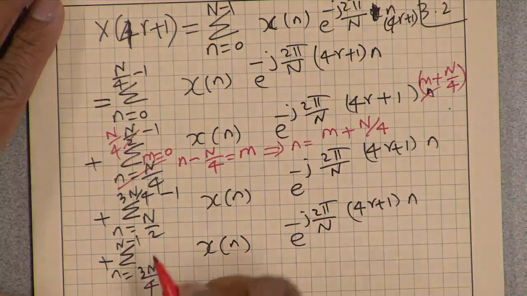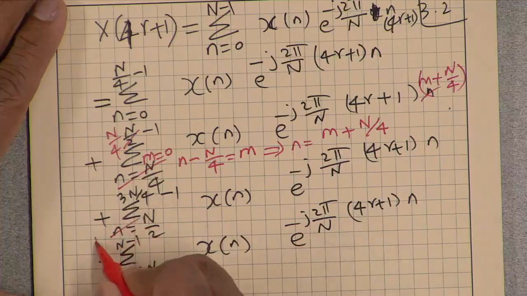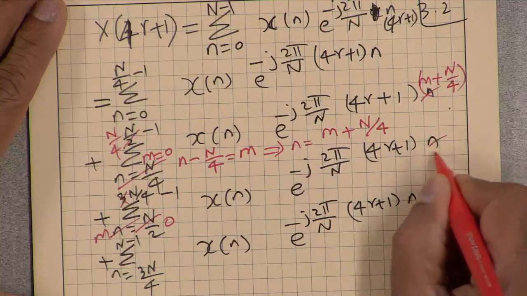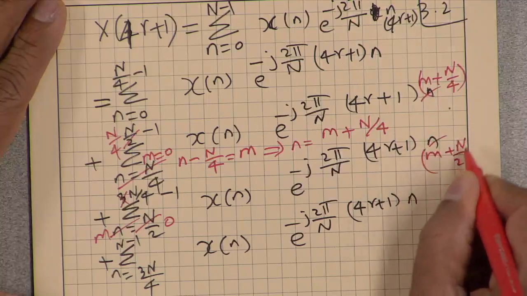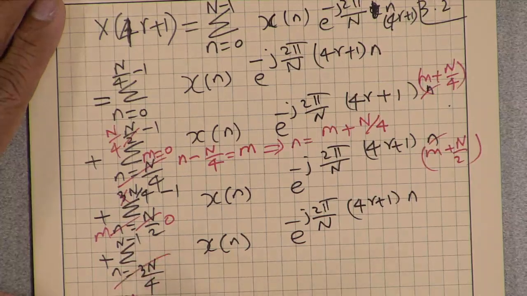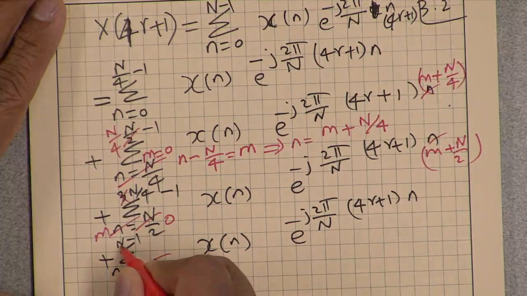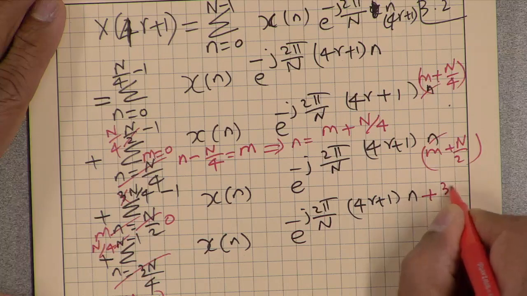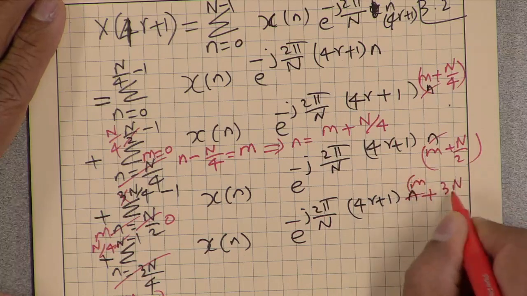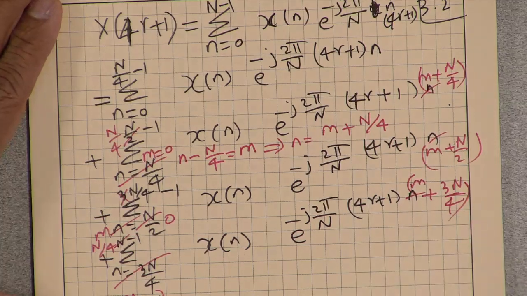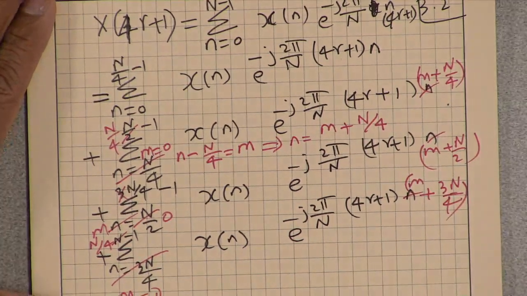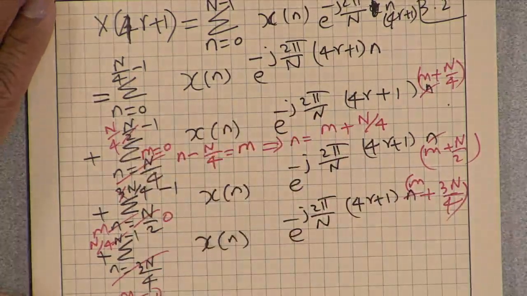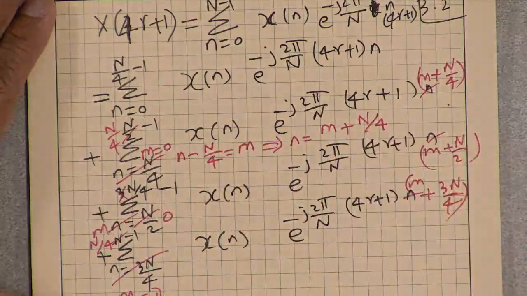Okay, so this will be the same thing, m equal to 0 to n by 4 minus 1 and m plus n by 2, and m equal to 0 to n by 4 minus 1 and m plus 3n by 4. Okay, so that's similar manipulation as last time. We are just making all these indices the same because we will eventually collect these terms together.